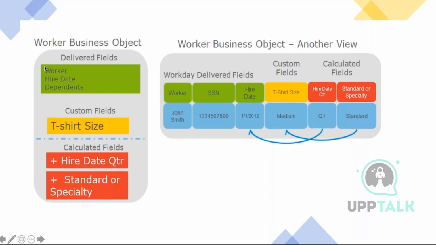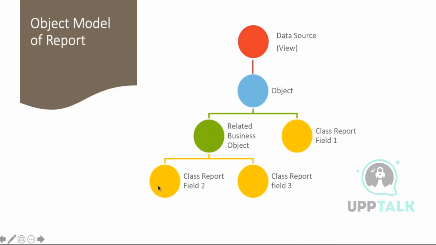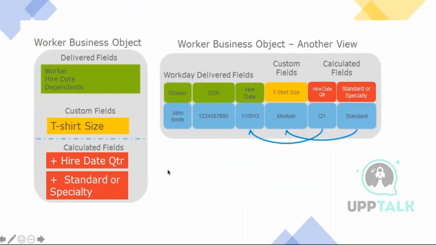Under that, there are delivered fields, which are delivered by Workday, like Worker Hire Date. So the class report fields in Workday that you were seeing here have three kinds of fields stored under them. Okay, three kinds of fields.